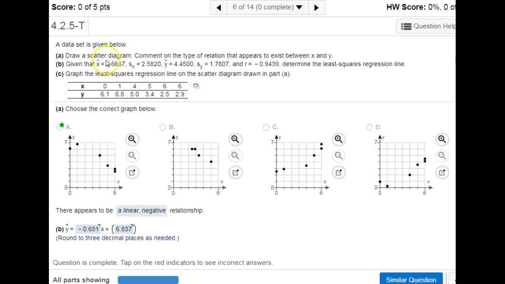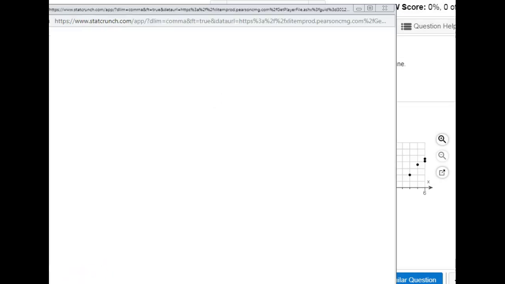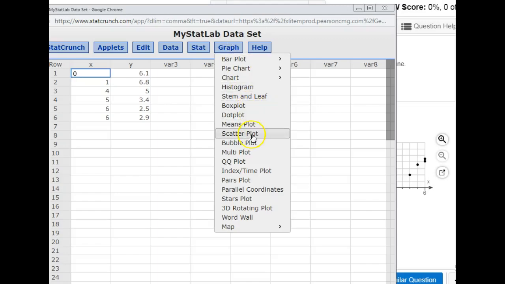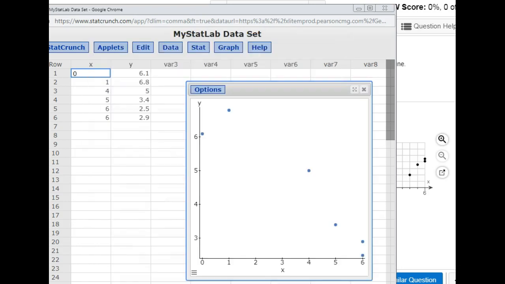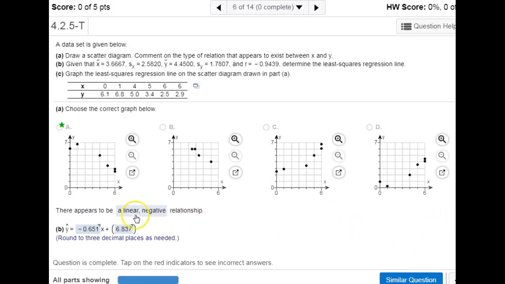And we're going to first start off by drawing a scatter diagram for those. So we'll want to open that up in StatCrunch. And if we go to Graph, get our scatter plot here, when we hit compute, we see what it would look like. And so these points do appear to be mainly on a straight line that is sloping downward or negative.